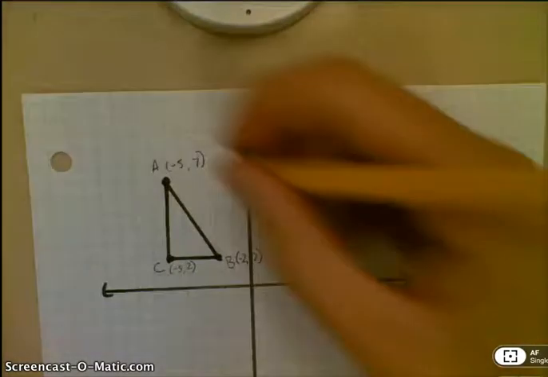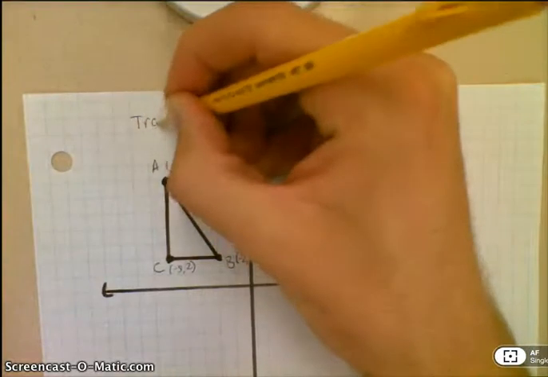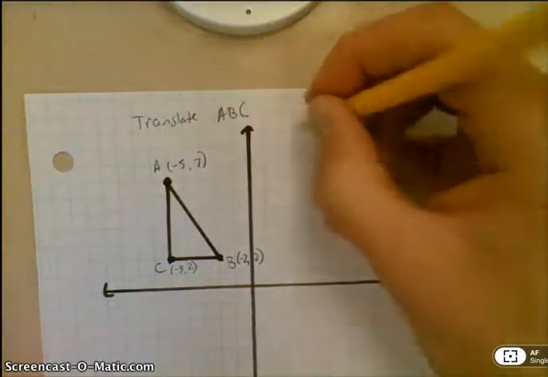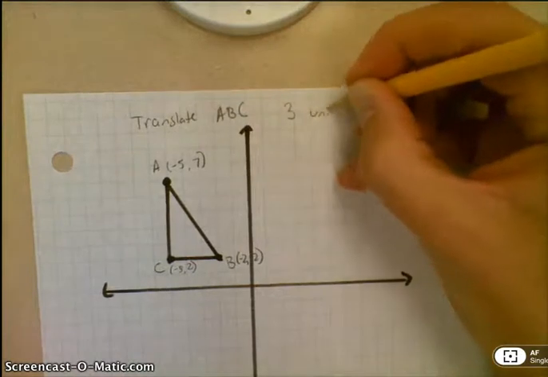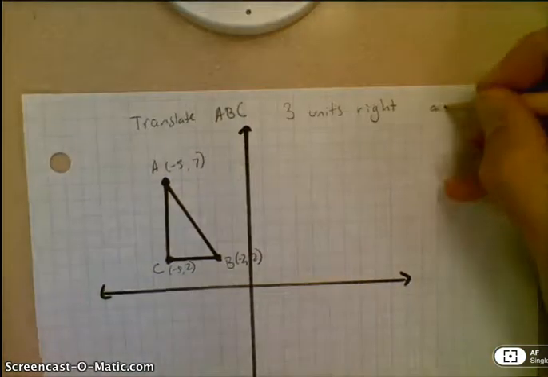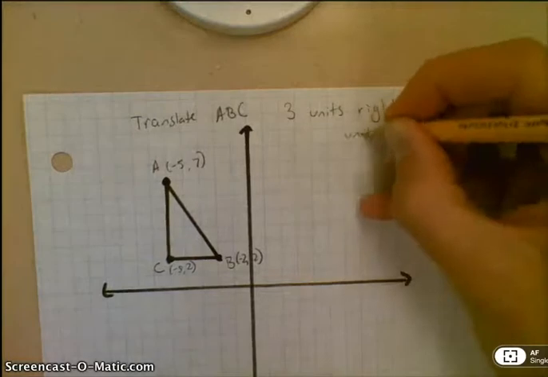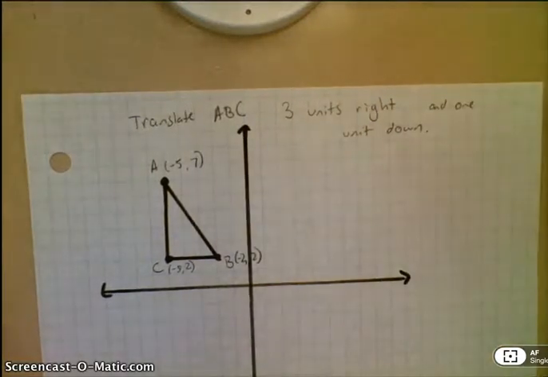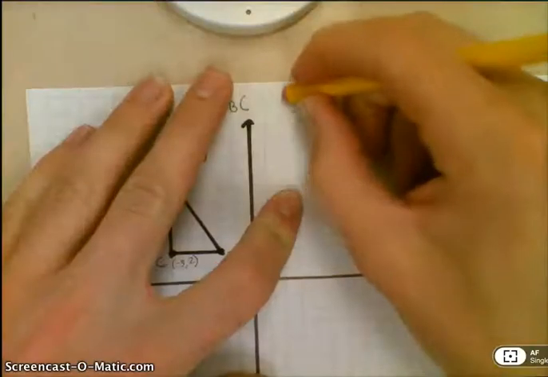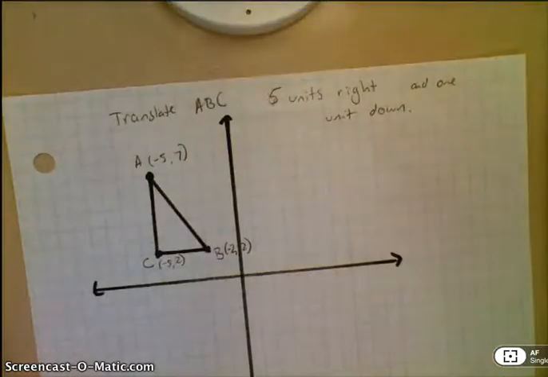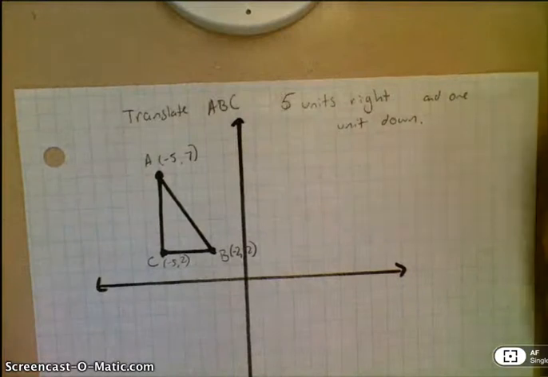Let's say I wanted to translate ABC 3 units right and 1 unit down. Actually, you know what? Let's say 5 units right. 5 units right and 1 unit down. All right? There are a few ways to do this.